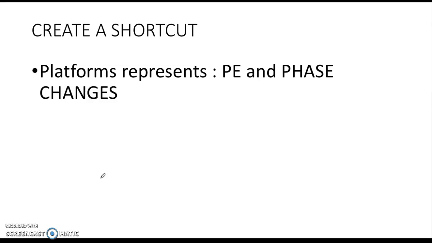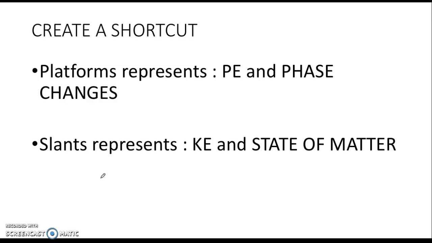My shortcut would be the platforms, right? The platforms where I have potential energy and phase changes. And then the slants, where I see a change in temperature, is where I have kinetic energy and states of matter. So I want you to go ahead and use this and practice. Practice, practice, all right? We're going to be practicing this again tomorrow, but it's very important that you're able to tell us and read a heating and cooling curve. Half of the job is reading and understanding a heating and cooling curve.